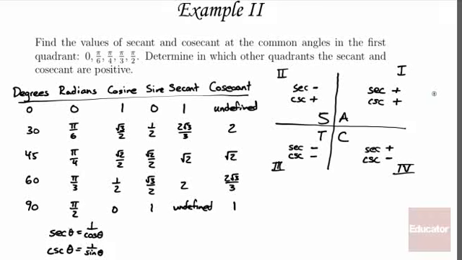And so now we have a little chart that tells us in which quadrants secant and cosecant are positive and negative. Again, I don't think you really need to memorize this. As long as you remember very well where sine and cosine are positive and negative, you can always work out where secant and cosecant are positive and negative.